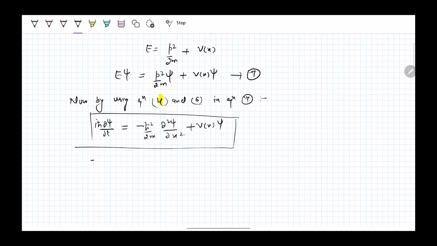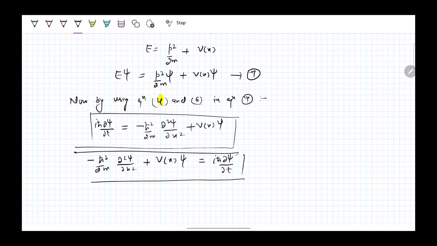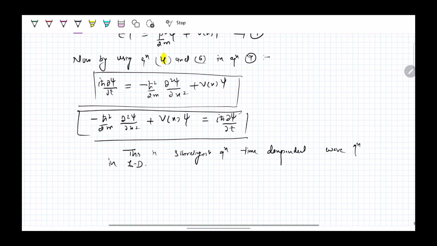Okay, so we can also rearrange this equation: minus ħ²/2m ∂²ψ/∂x² plus V(x)ψ equals iħ ∂ψ/∂t. This is the time dependent wave equation in one dimension, right? In which the particle is moving only along the x-axis.